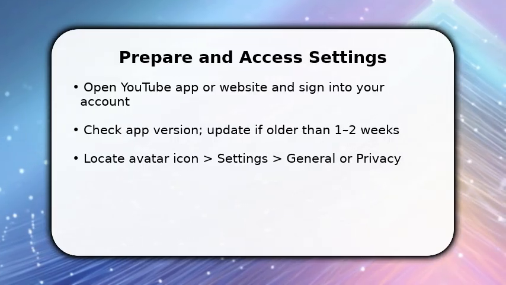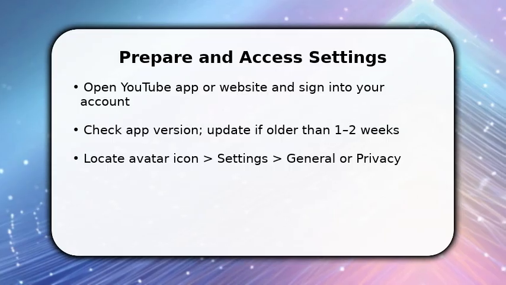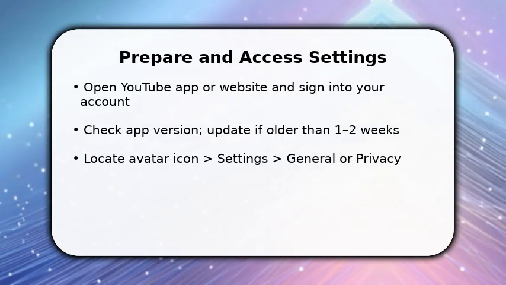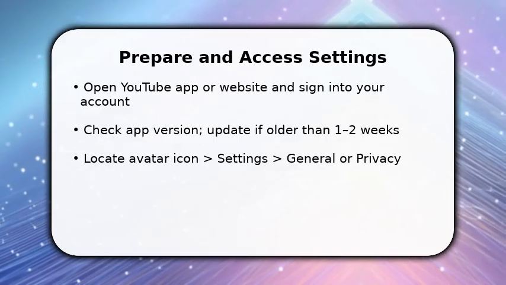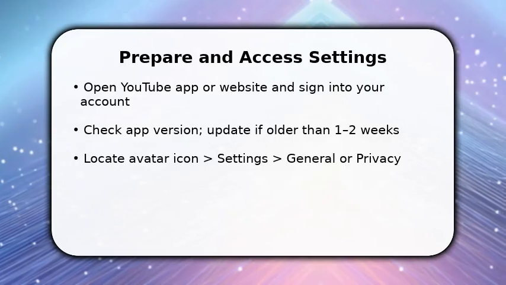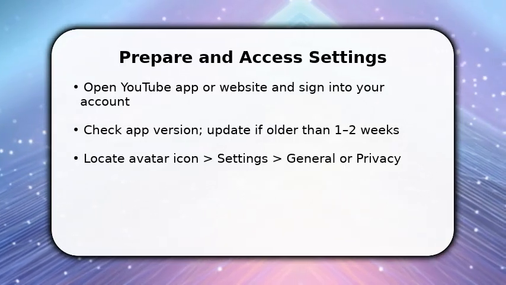Next, tap your avatar, then navigate to Settings and select General or Privacy depending on your platform. You want to reach the Toggle or Experimental Features area. If you're on desktop, look under Appearance or Playback. Once there, we'll move to the specific Shorts-related controls.